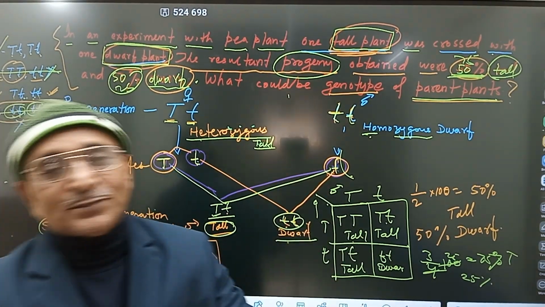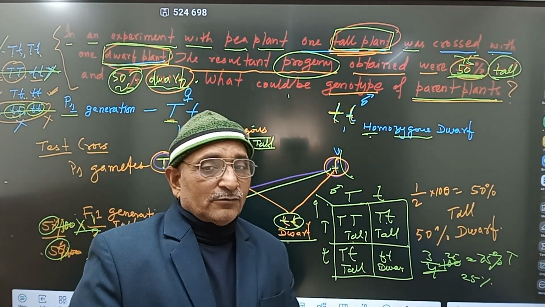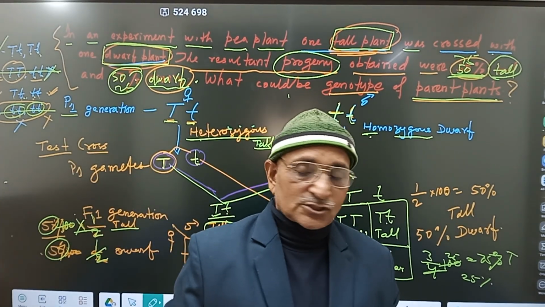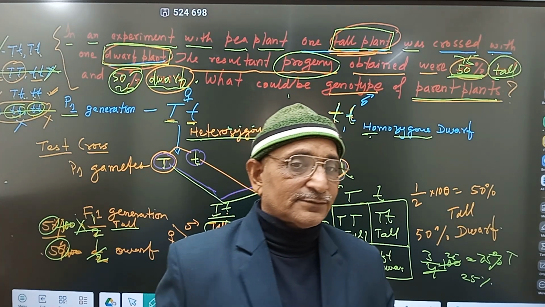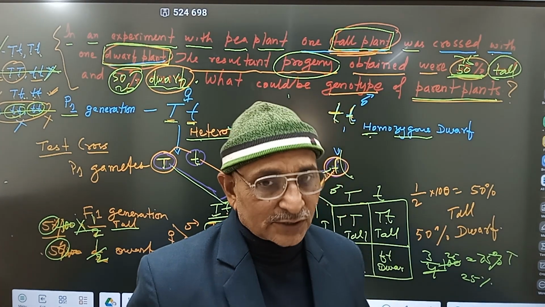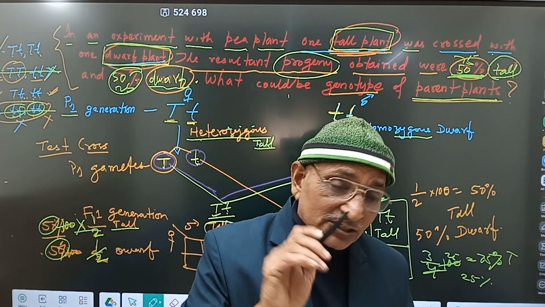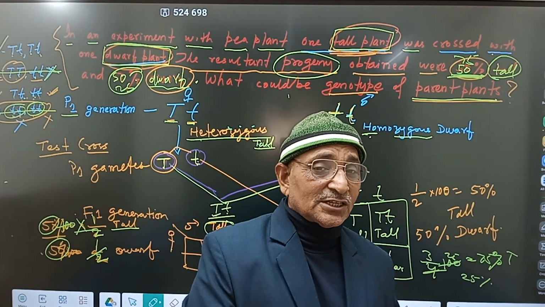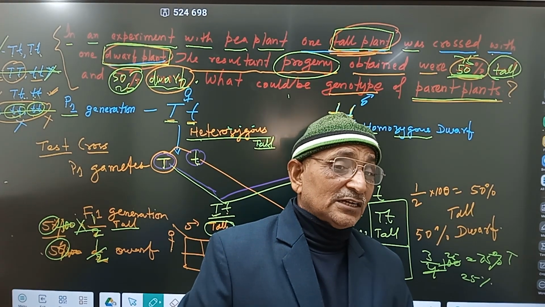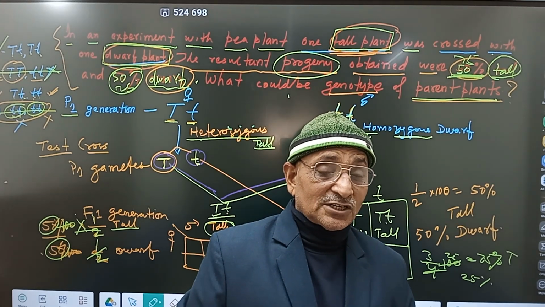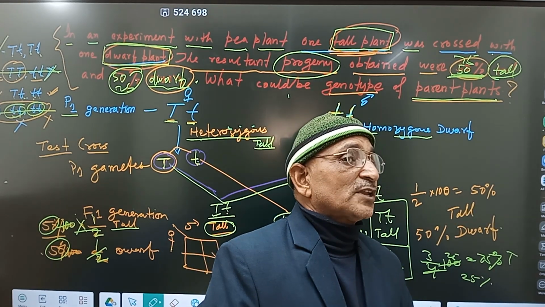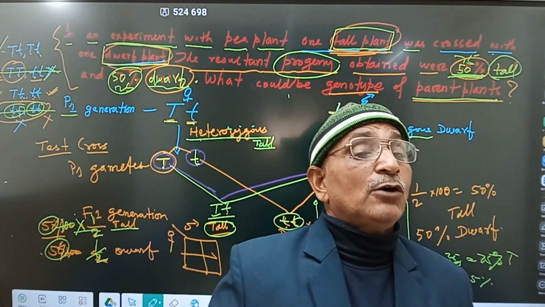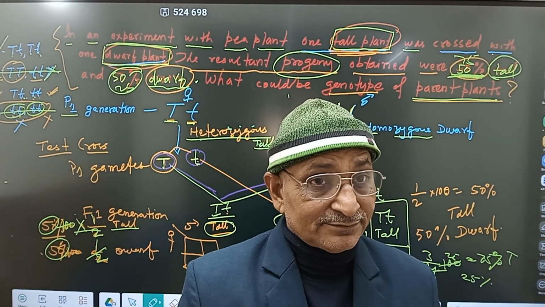You know that the morphologically appearing features are called phenotype, like tall, dwarf, purple, white. These are all phenotype. But what is genetic constitution? Capital P, small p, capital T, small t, capital R, small r. These are called genotype. And you must know that whatever genotype we have, our phenotype is decided by that.